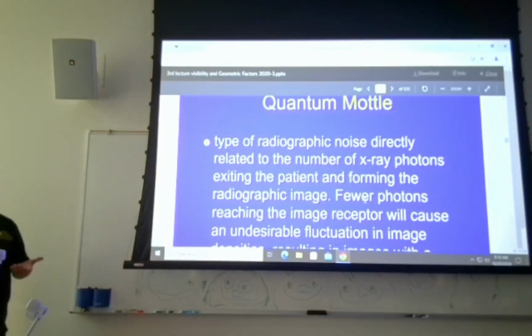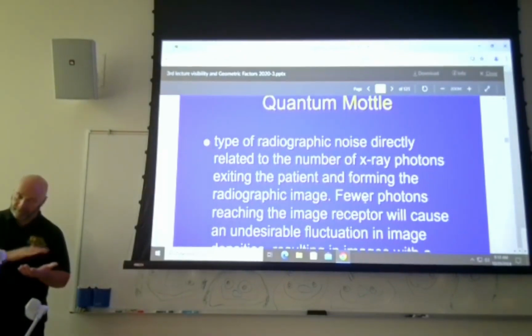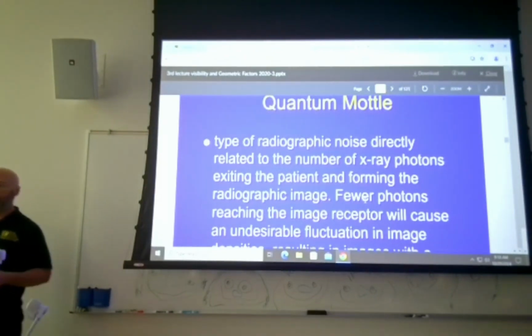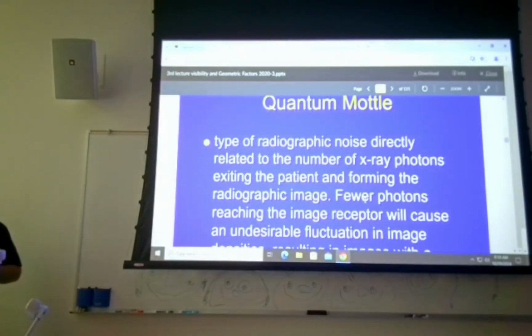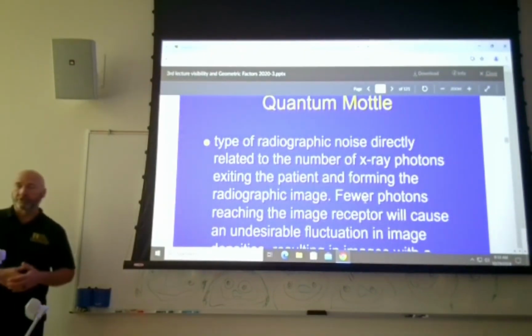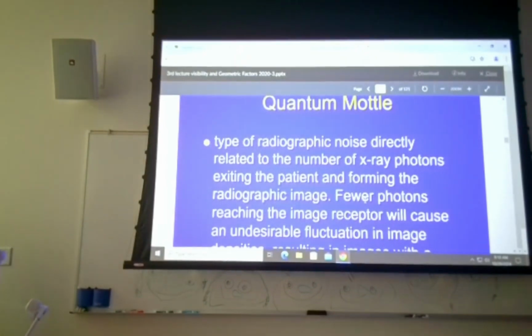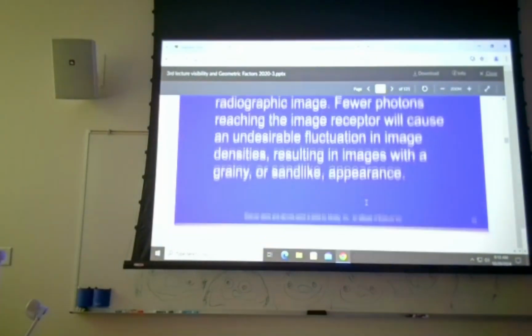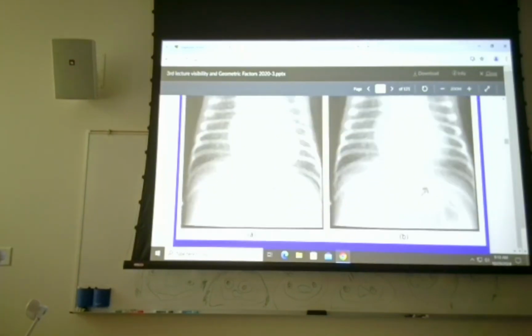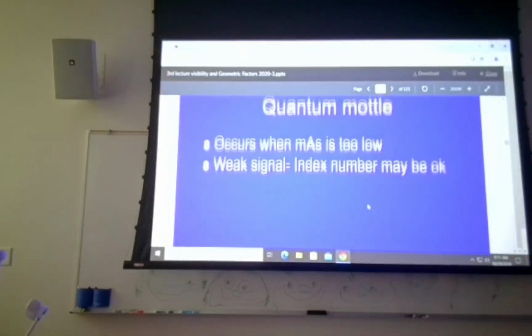Anything that reduces your mass, anything that causes your mass to be low, be it high kVp, you phototime it. You increase your kVp. What happens with your mass? Goes down, right? Potential for introducing quantum mottle, theoretically anyway. So that's just a speckly appearance.